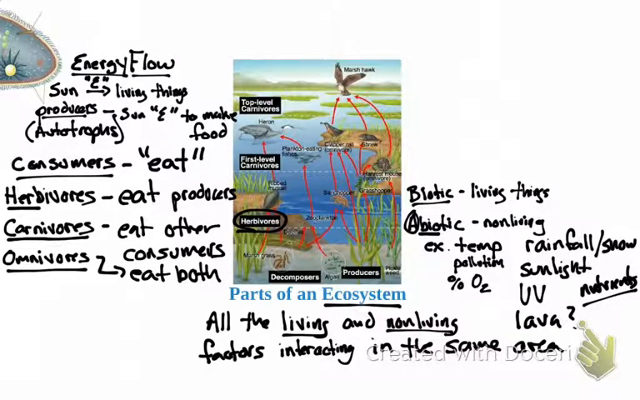Consumers and producers. So we can eat a steak for dinner. You can also eat a baked potato with that steak. You have both a producer and a consumer on your plate. You are an omnivore.